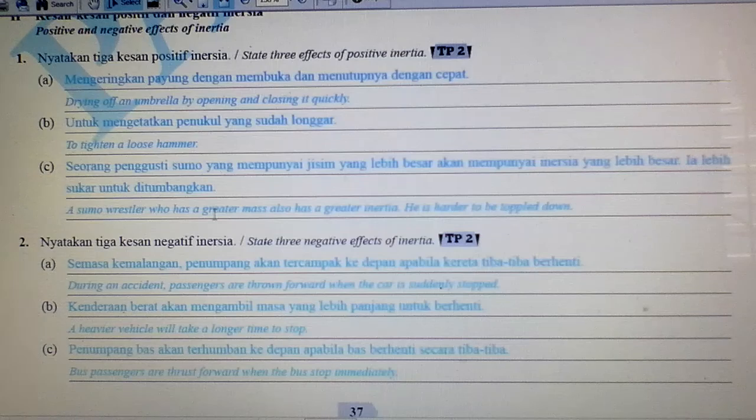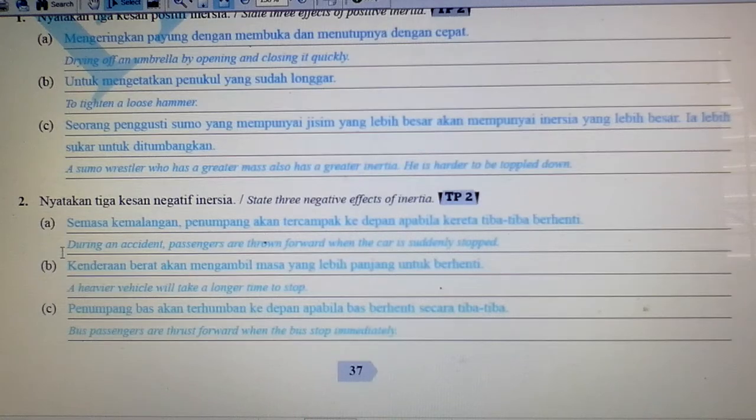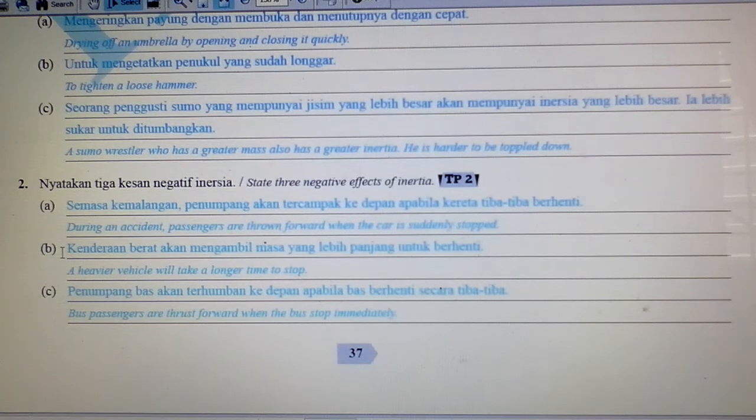C. A sumo wrestler who has greater mass also has greater inertia. He is harder to topple down. Okay. Number 2, negative effect. It can be harmful.